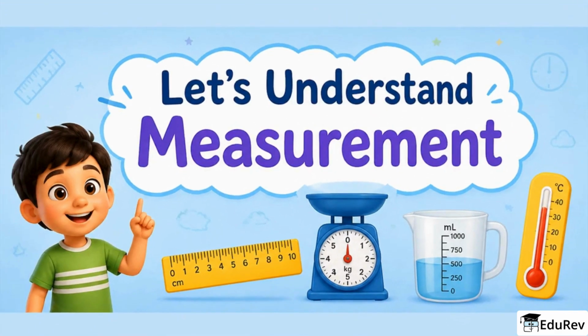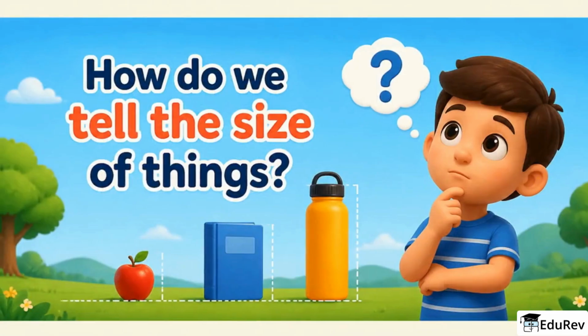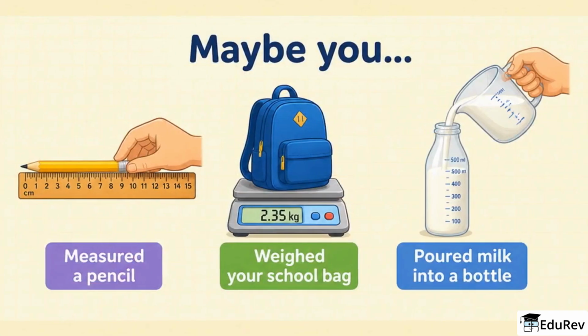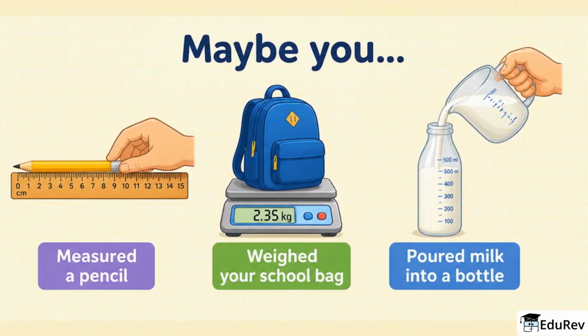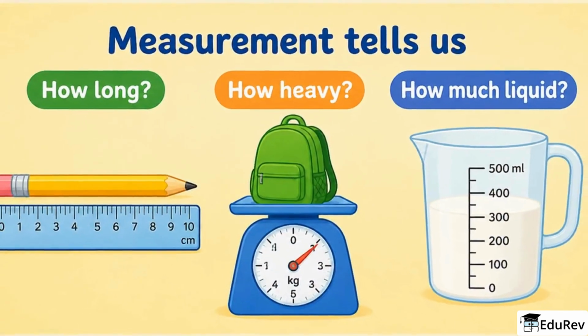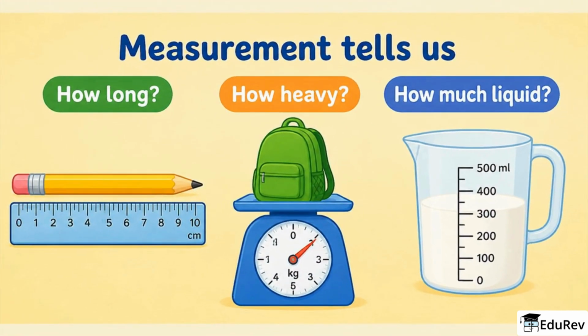Let's understand measurement in this video. Have you ever wondered how we tell the size of things around us? Maybe you measured a pencil or weighed your school bag or poured milk into a bottle. Measurement is simply giving numbers to things we can see or feel. It helps us say how long, how heavy, or how much liquid something has.